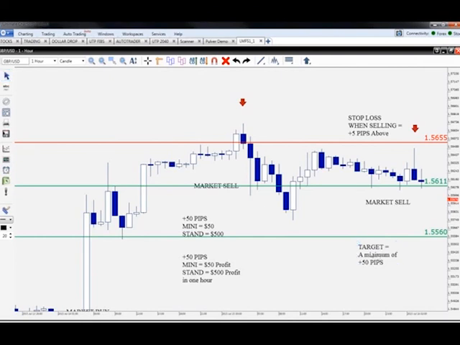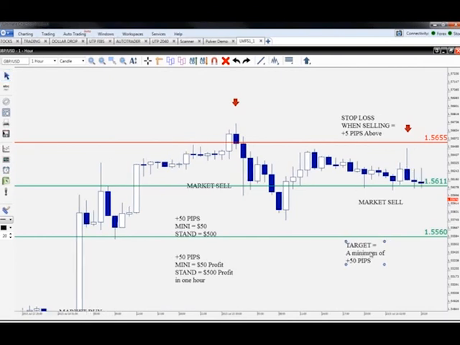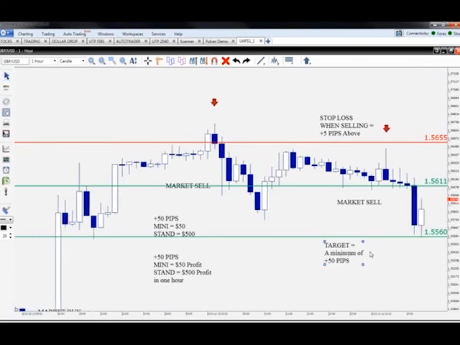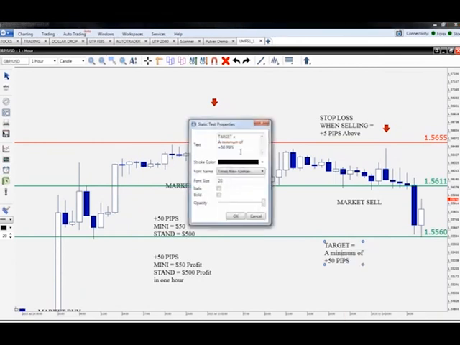Okay, so let's go ahead, let's go in here and let's see what happens here. So 1, 2, 3, 4. 4 hours later, bam, our target gets hit. We just captured another 50 pips. So not too bad. 3 days of trading. With a mini lot on that trade, you just made another $50. Not too bad. A standard lot, you just generated another $500.